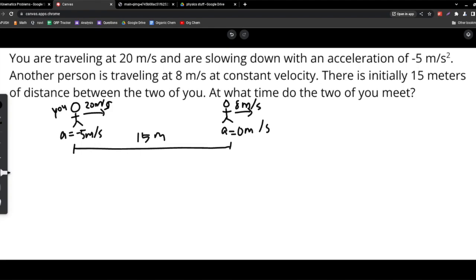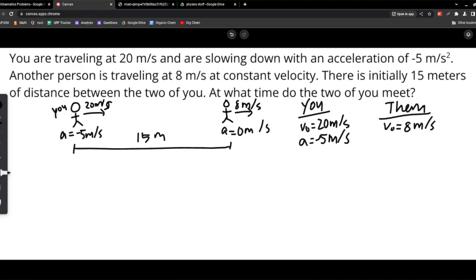So we want to figure out what we're given and what we have to imply from this. We know that you have an initial velocity of 20 meters per second and an acceleration of -5 meters per second squared. And they have an initial velocity of 8 meters per second and an acceleration of 0. So from this part of the problem, you can imply that you don't know x and you don't know t. So you have two unknowns. I'm assuming that you've taken algebra, so you know what to do when you have two unknowns, right?